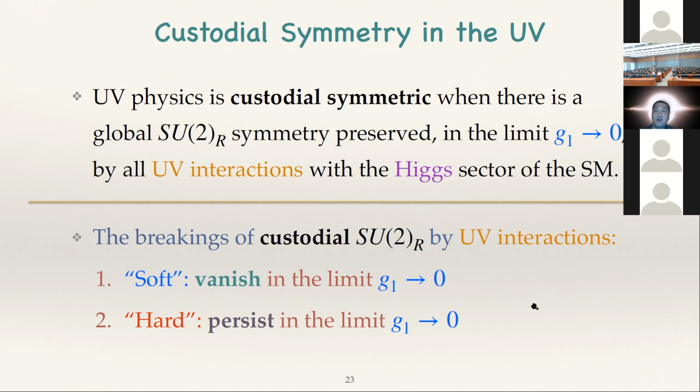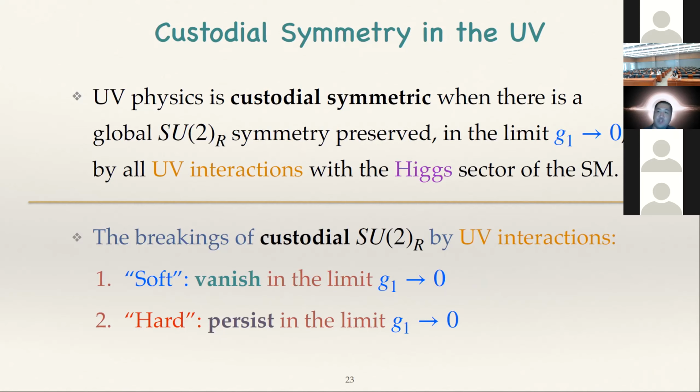And our goal is to sniff out, to capture the hard custodial breaking, because the soft breakings are understandable, right? They're due to the gauging of hypercharge. There are two sources of custodial symmetry breaking in the Standard Model itself, right?